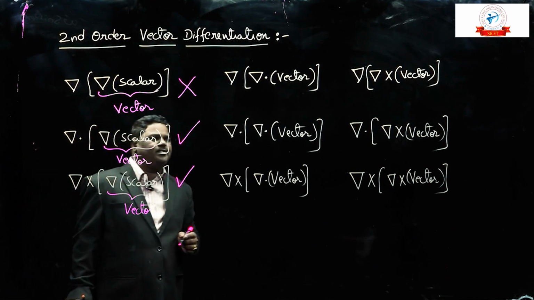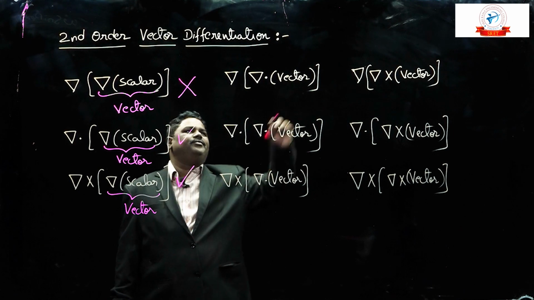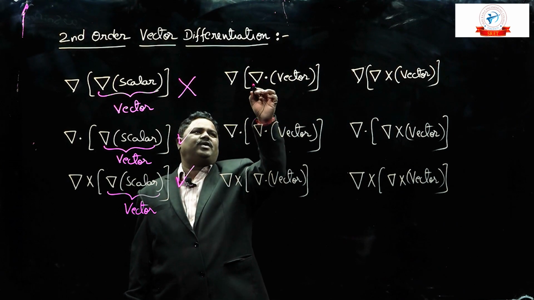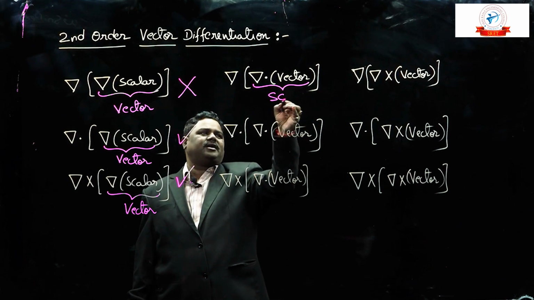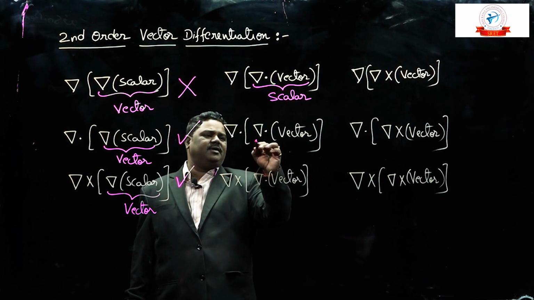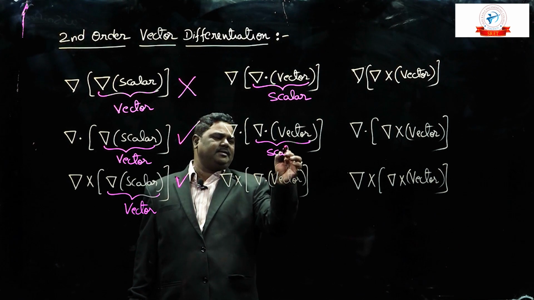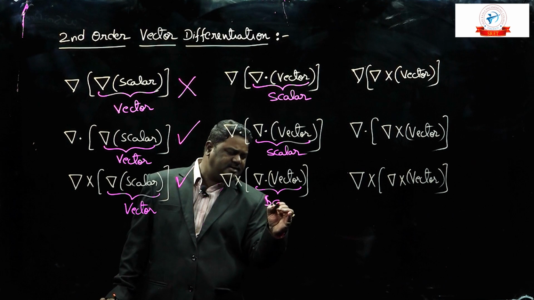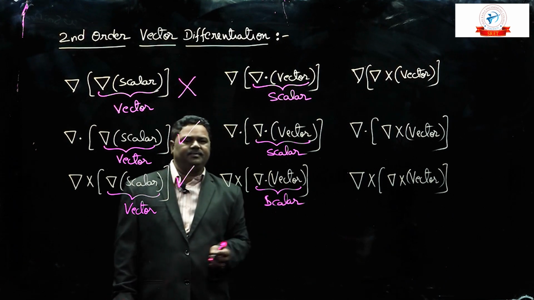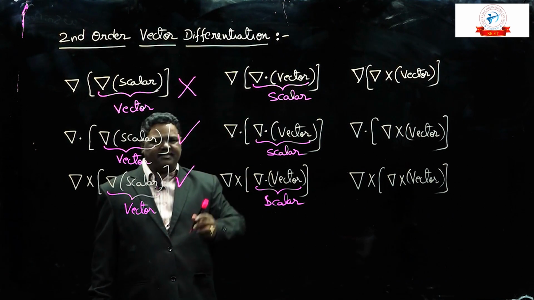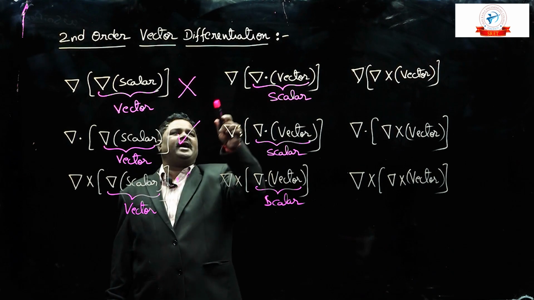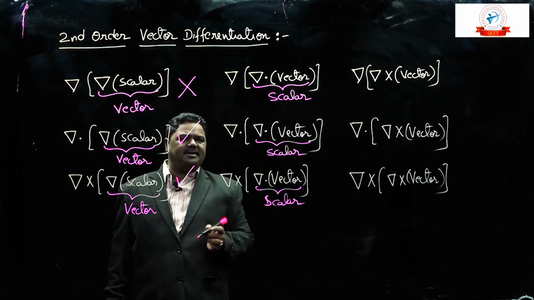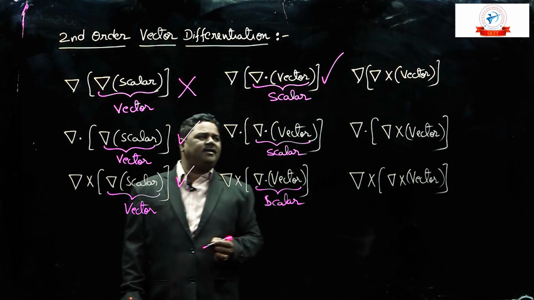Similarly, come to the next column. Here we have divergence of a vector, or a dot product. What is the result of any dot product? A scalar. The result of a dot product, or the divergence of any vector, is a scalar. Now examine second order differentiation on this quantity. May I apply gradient on a scalar? Yes, a vector and a scalar can be multiplied directly. So this is a valid second order differentiation.